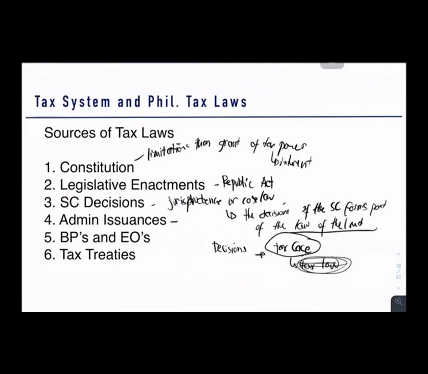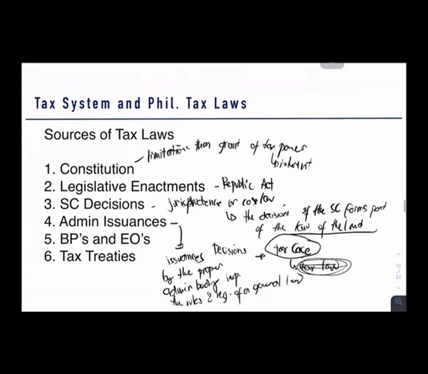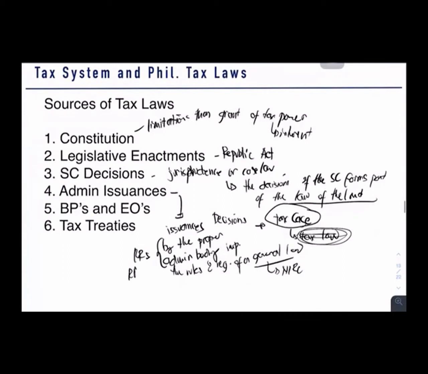Next, we have your administrative issuances. So what are these? These are issuances by the proper administrative body implementing the rules and regulations of a general law. So what is our general law again? NIRC under tax. So if ever we say that is an admin issuance, we issue a tax law based on the administrative agency which is granted the power to collect and assess taxes. And that is your BIR. So yung BIR, mag-i-issue na siya ng rules and regulations for our law. And normally, these rules or regulations are known as your revenue regulations. Ito yung mga RRs ninyo, RMOs, and RMCs. So these are different regulations provided by the BIR.